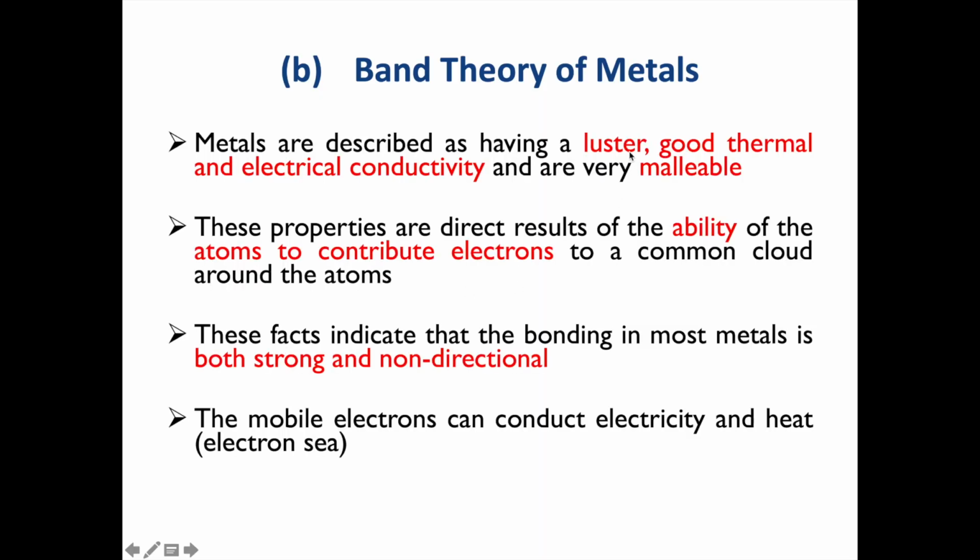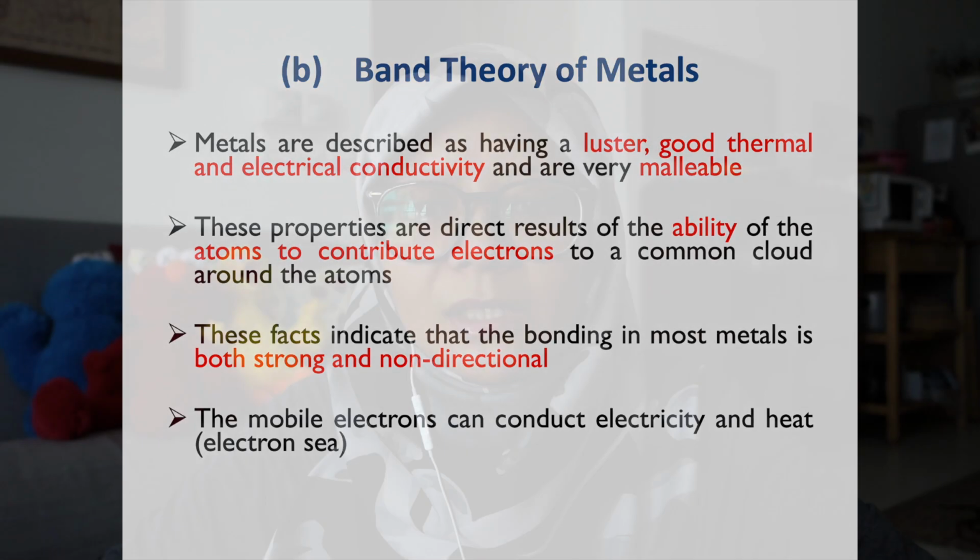Metals are described as having a luster, good thermal and electrical conductivity, and they are very malleable. So here, what do you understand about luster? Luster means shiny, berkilat, and malleable means it can be shaped without breaking it. Maksudnya you boleh tarik, you boleh shape without perlu breaking it.